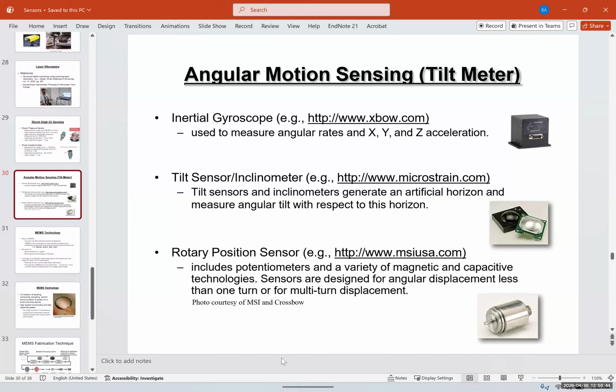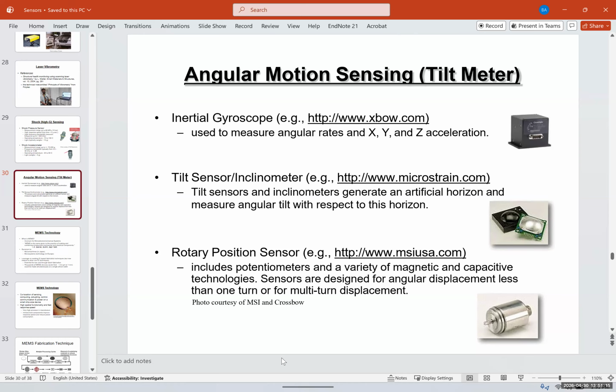It weighs around 5 grams. Now, we also have angular motion sensing or tilt meters, and these are some applications for them. We have the inertial gyroscope, which is used in Xbox, that you can see at expo.com. They are using these in a lot of phones nowadays. They are using them in a lot of drones, and they're using them for gaming as well.